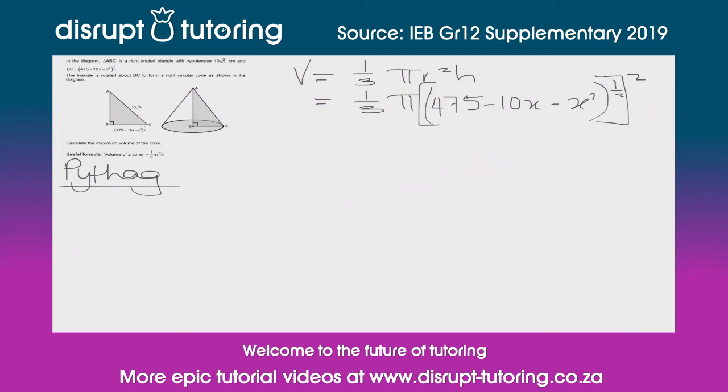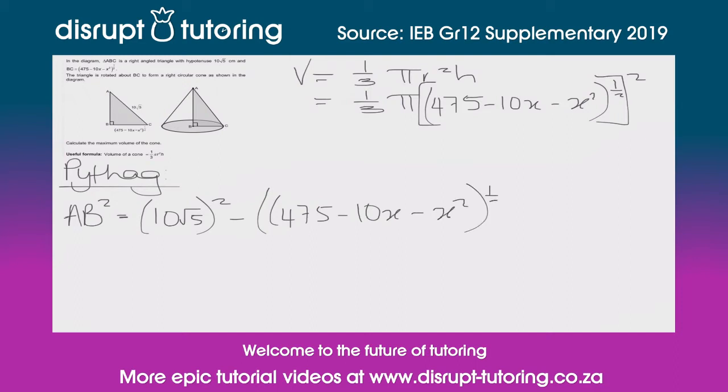Right, so we know Pythagoras is the square of those two sides. We add them up, and that would equal the square of that side. So we can rewrite this as AB squared is equal to 10 root 5 squared, minus that whole thing squared, 475 minus 10x minus x squared, and that's to the half, and that whole thing is squared.